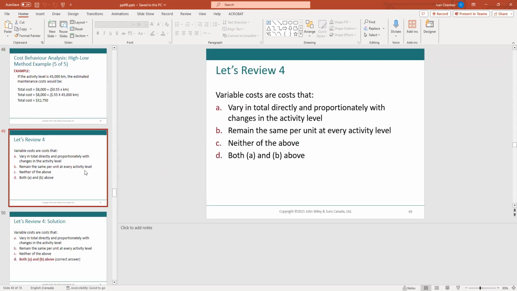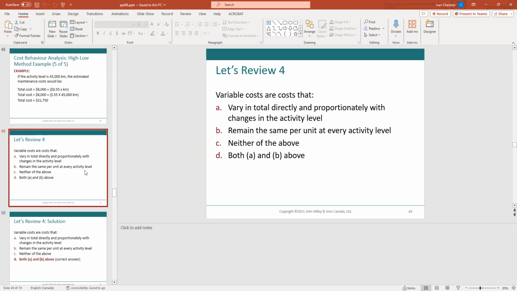So let's try this question. Which one of these are the variable costs? A: variable in total, directly proportionate, varying with the activity changes. That's true. Yes. How about the next one?